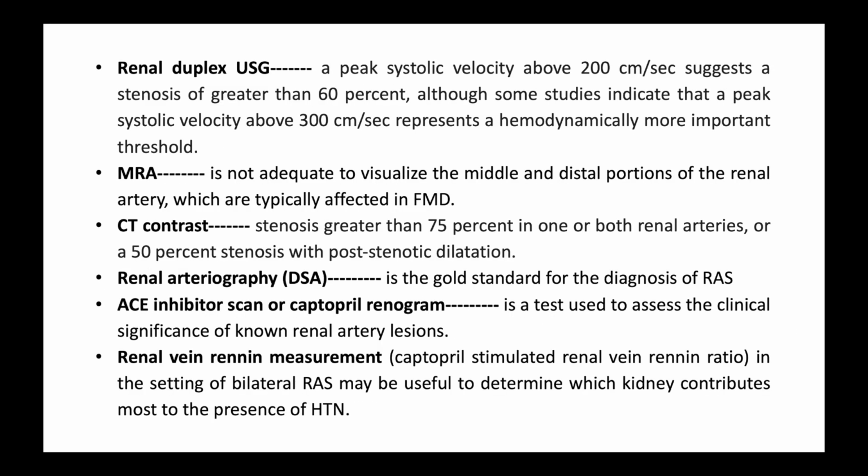In investigations, you could do a renal duplex ultrasound, an MRA, but remember that MRA is not adequate to visualize the middle and distal portions of the renal artery, which are typically affected in fibromuscular dysplasia. You could do a CT contrast angiography or DSA renal angiography. Now remember, DSA is the gold standard for the diagnosis of renal artery stenosis. For clinical significance of the arterial lesion, you could do an ACE inhibitor scan or captopril renogram, or you can also have a renal vein renin measurement.